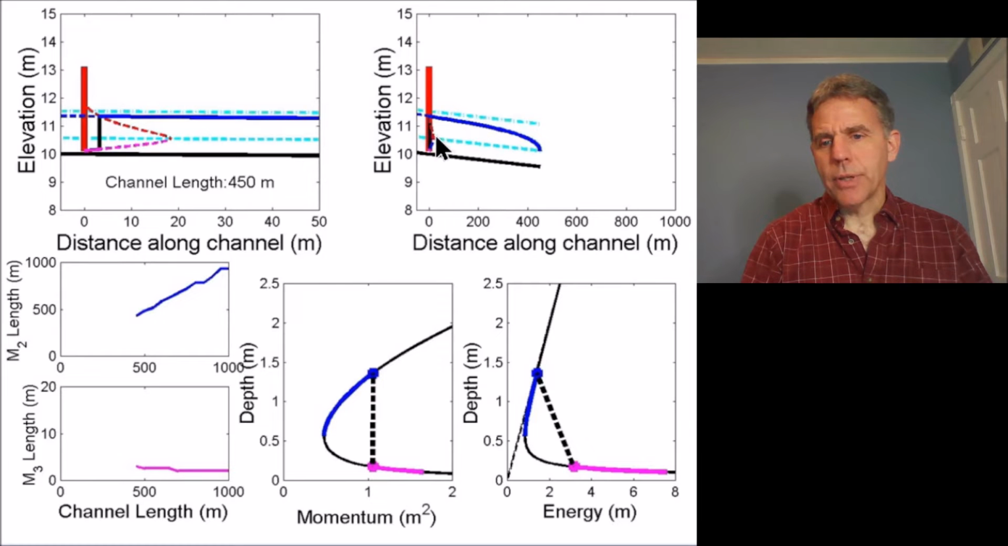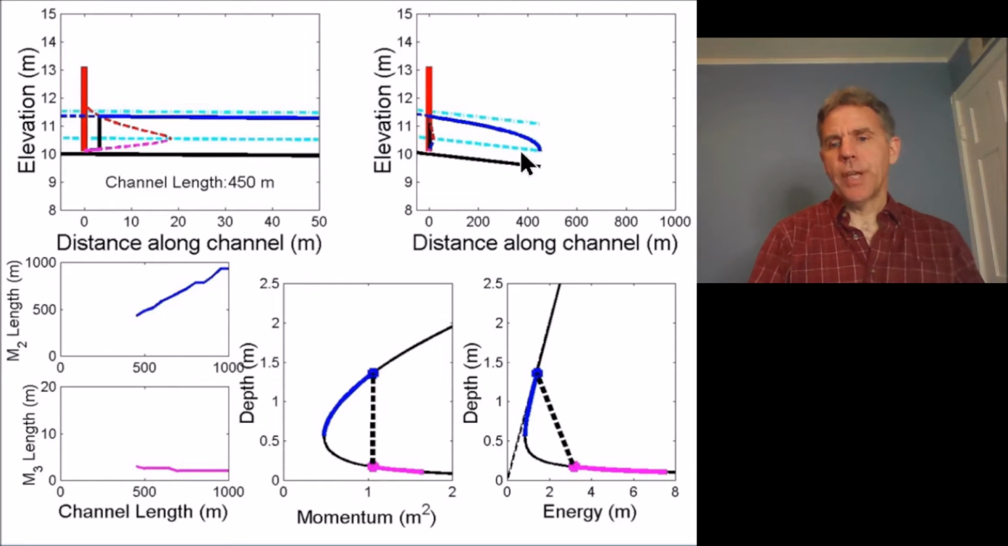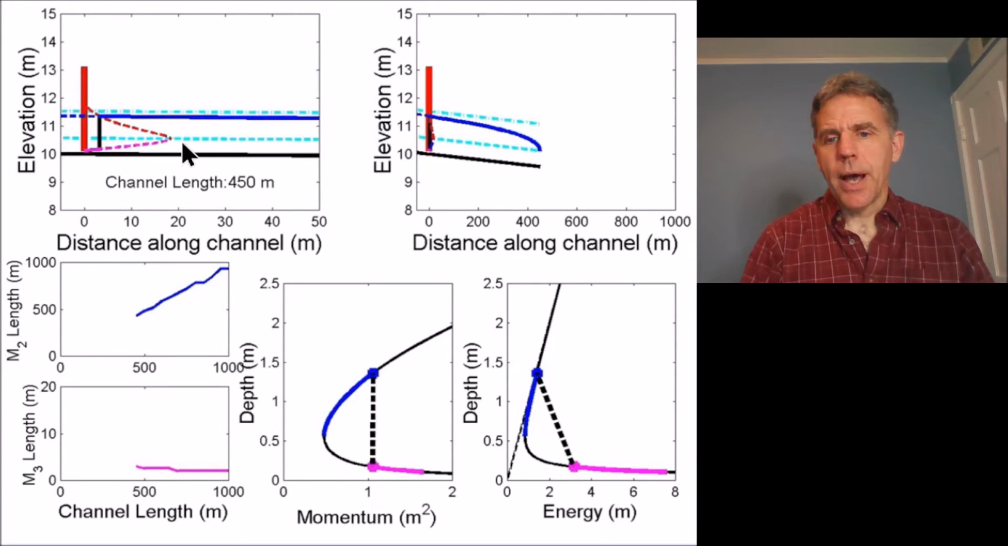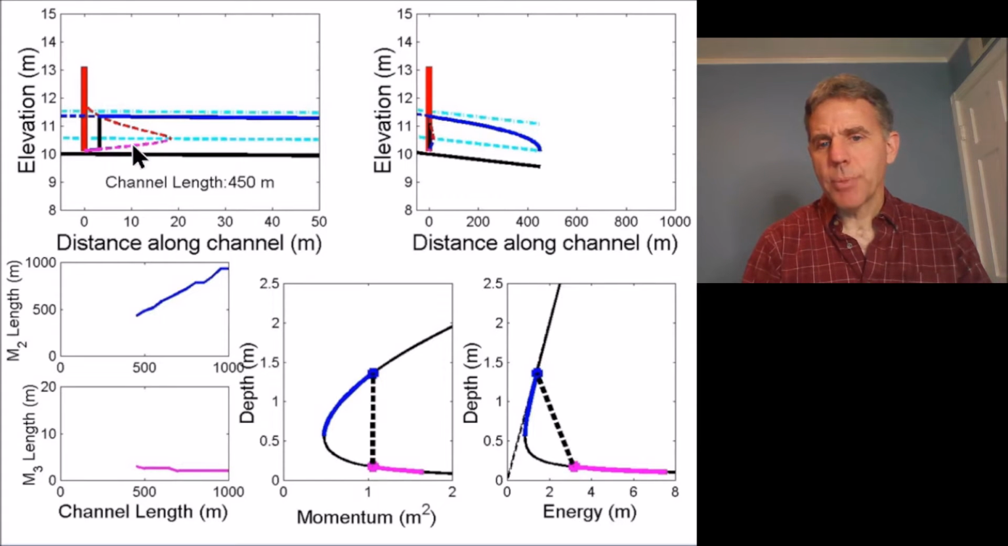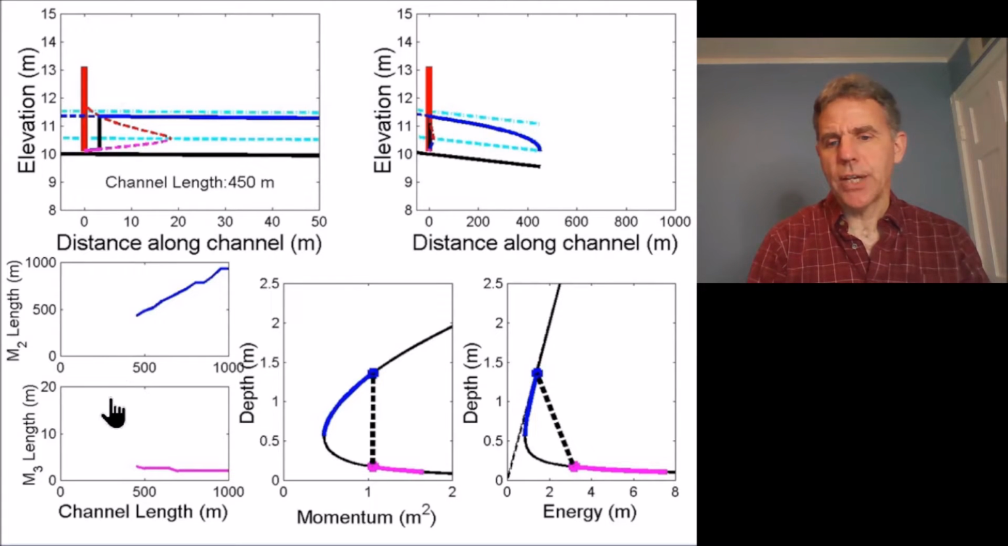I should point out, I should have said it earlier, this lower dashed line is critical depth, this upper dashed line is normal depth, so the M2 curve lives in the space between critical and normal depth. When we focus on the more enlarged view near the gate, you can see that the M2 curve, because it's at slightly smaller depths, is engaging the conjugate to the M3 curve a little further downstream, and therefore the hydraulic jump is actually moving downstream even as the channel itself is getting shorter.